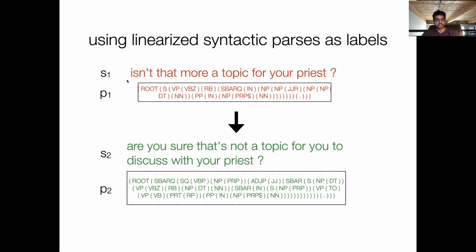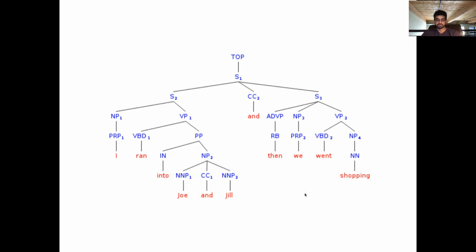So if I have a sentence like, "Isn't that more a topic for your priest?" and my back translation system produced, "Are you sure that's not a topic for you to discuss with your priest?" I can extract some sort of syntactic form for each of these sentences and then tell the model that given sentence 1, I'm going to generate sentence 2 conditioned on the syntactic form of sentence 2.